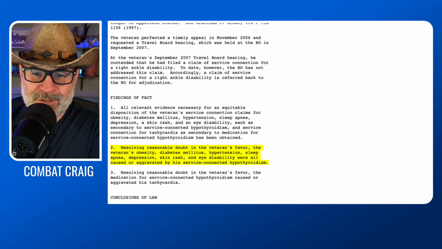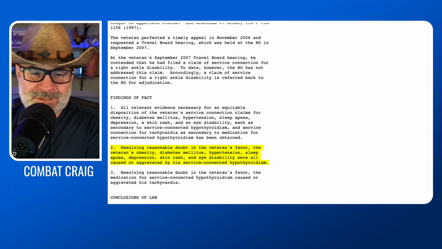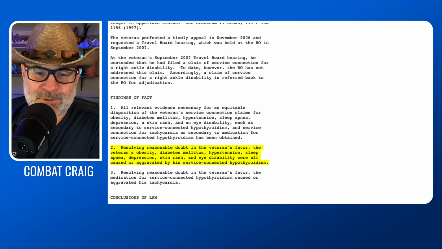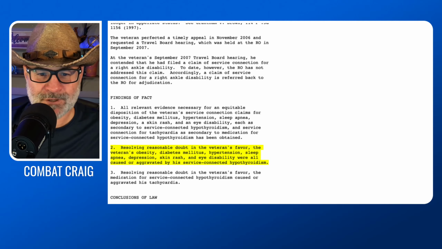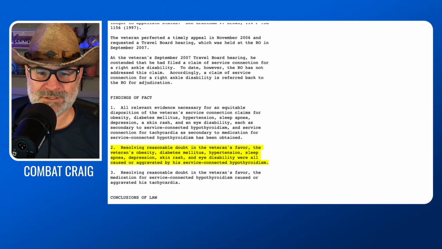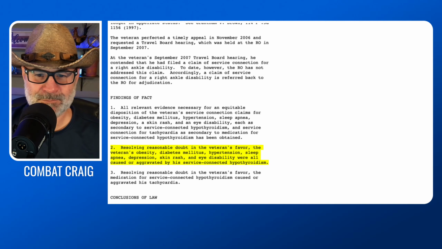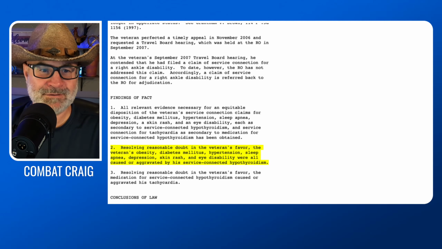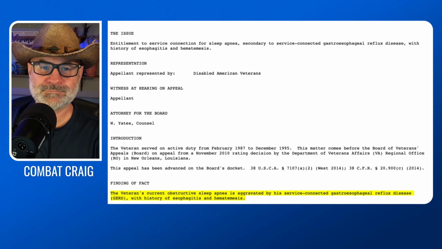Resolving reasonable doubt in the veteran's favor, the veteran's obesity. This is a mixture of a bunch of things. I just grabbed this piece of it in the findings of fact. The veteran's obesity, diabetes, hypertension, sleep apnea, depression, skin rash, and eye disability were all caused or aggravated by a service-connected hyperthyroidism. So this one was, I don't know if this is a duty to assist one. I see dates of 2006 up here, so this was a minute ago. But all these things were connected to hyperthyroidism, and if you have that, lots of secondaries for that one as well.